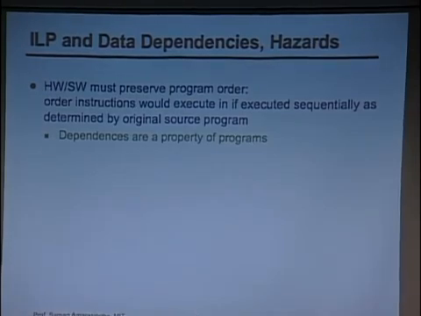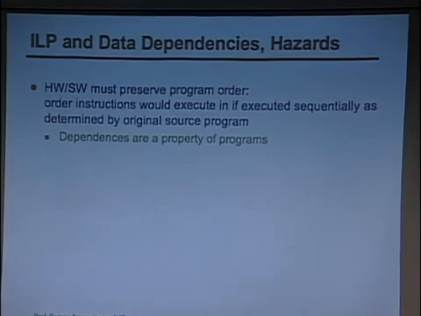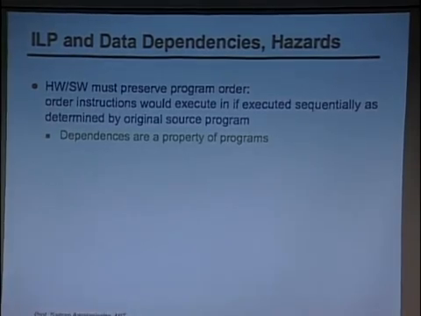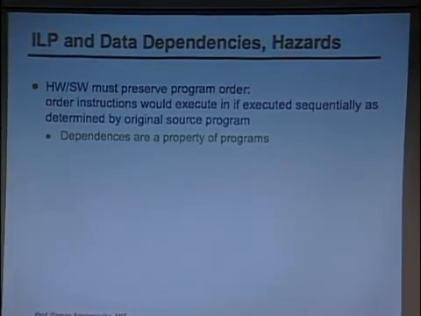The program has to be executed sequentially, determined by the source program. So the source program says some order of doing things. If there's some reason for that order, you had better actually adhere to it. You can't just go and do things in a haphazard way. And dependencies are basically a fact of the program. If you're lucky, you'll get a program without too many dependencies, but most probably you'll get programs that have a lot of dependencies. That's normal.